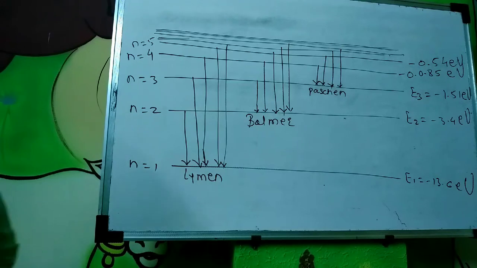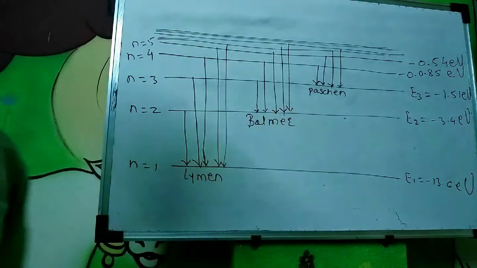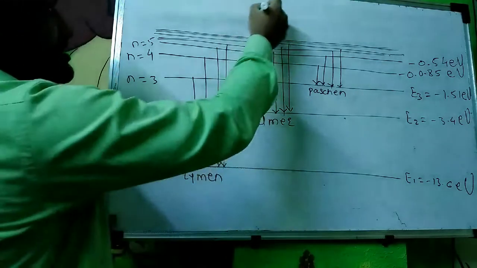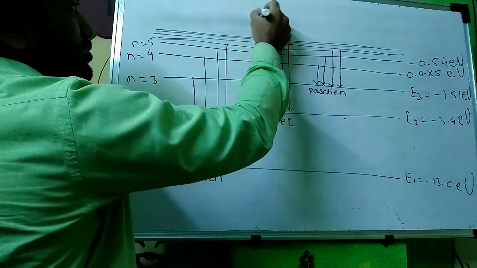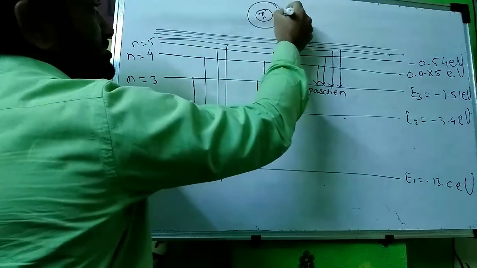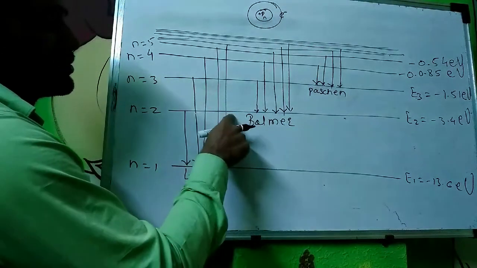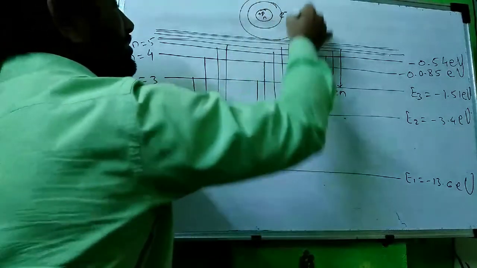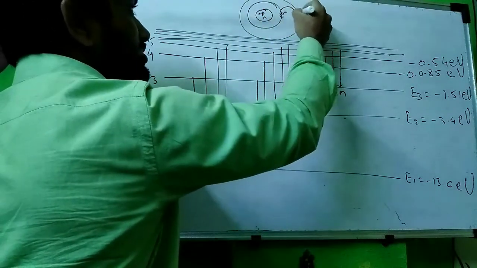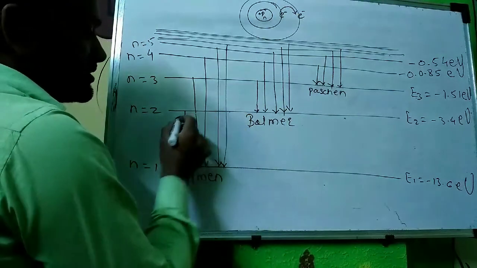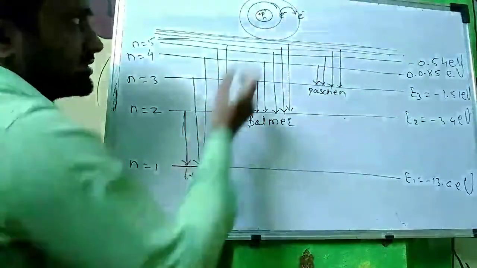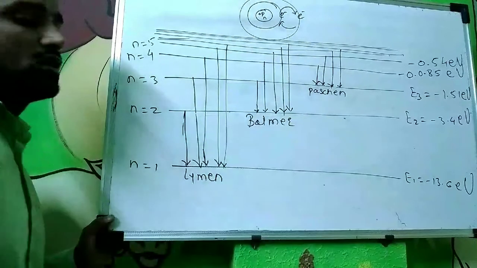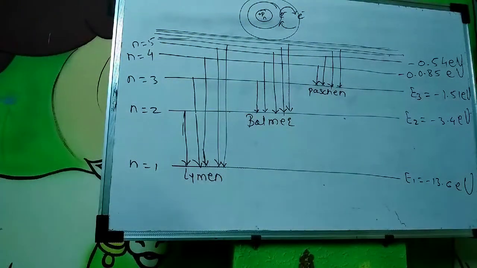So this is the diagram which shows how the electron transition takes place. Suppose this is the nucleus, protons and neutrons are present. This is the electron which is present in the first orbit. Suppose the electron receives the energy, then it will jump to the second orbit, and the transition takes place from second to first. Again it will return to the first orbit after radiating the energy.